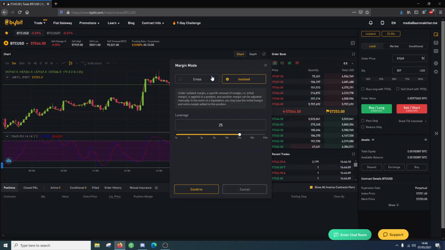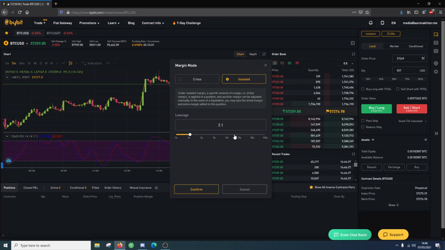First thing you want to do is head over to the top over here, click this button. You want to select isolated. The difference is, in summed up terms, with cross, if you're losing money, it's going to take money out of your wallet to pay for it. With isolated, if you lose any money on your trade, you're only going to lose the money you placed on the trade. That's why we're using isolated.